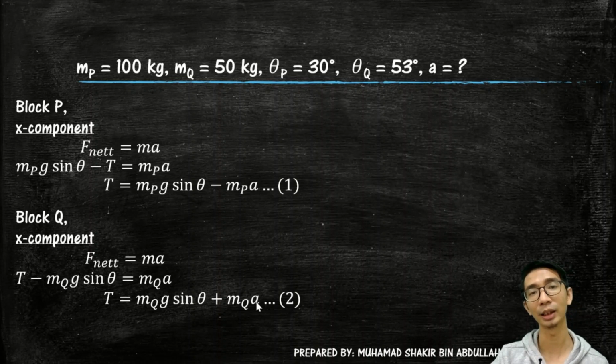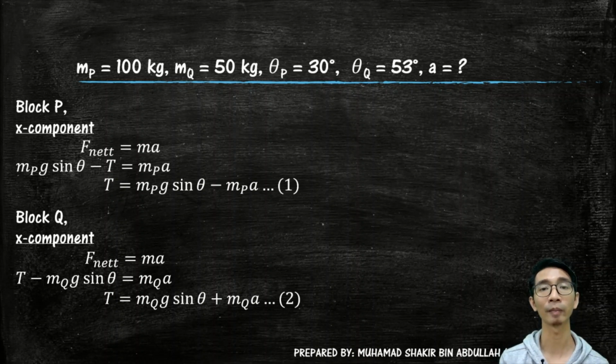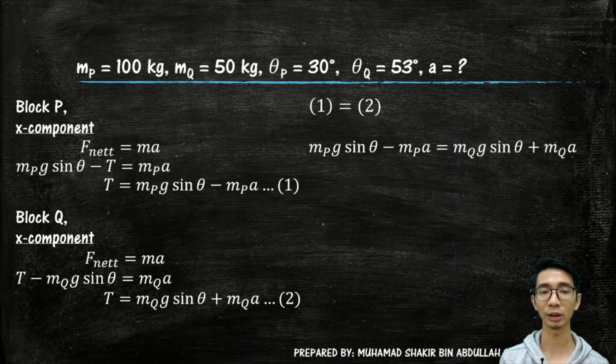So rearranging, we have T equal MQg sin theta plus MQa. So our second equation. We have these two equations, we can equate them because both have the same T. Like I said just now, we have the same acceleration and also the same tension, because we are using the same cord. So 1 equal to 2. So MPg sin theta minus MPa equal to MQg sin theta plus MQa.